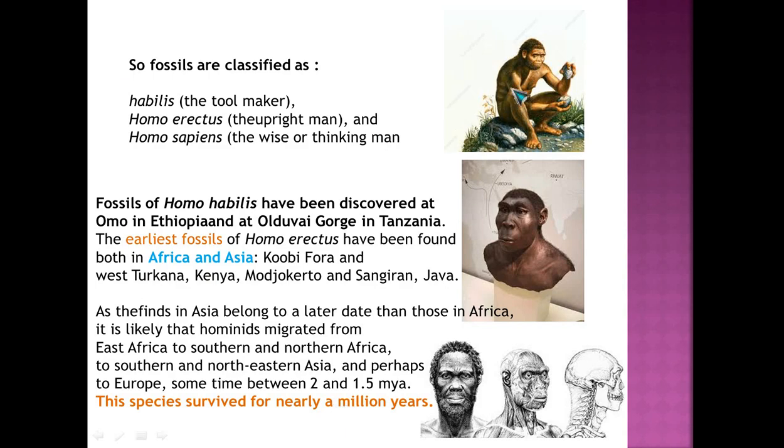This is similar to the tool maker, that is Habilis, the upright man, which was found in Africa and Asia. And look at the evolution of the spine and everything from here to here and here to here. So this particular species is like the second picture. And then it evolved to the third one. That is how these kinds of changes took place.